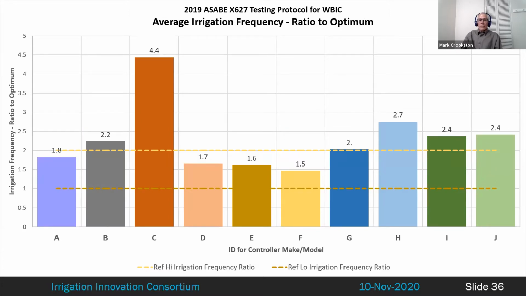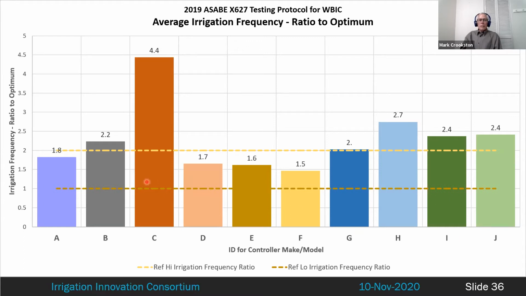So this is a graph of irrigation frequency as a ratio of the optimum irrigation frequency. It's an average across all zones. Controllers A, D, E, F, and G performed well. They were all at or below the target factor of 2.